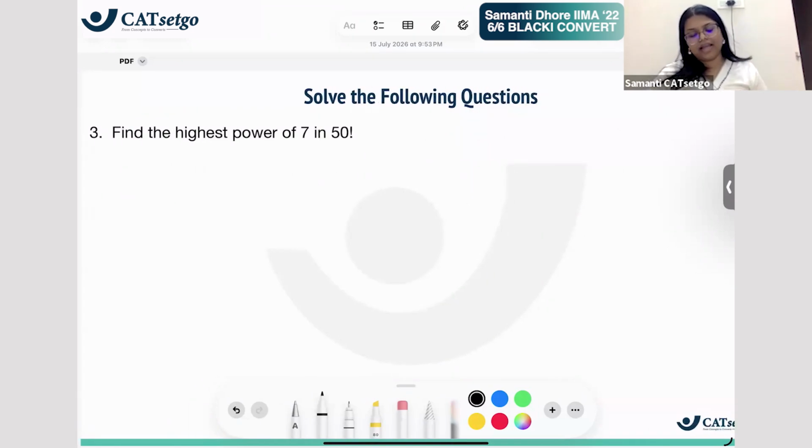Now, similarly, find the highest power of 7 in 50 factorial. Highest power of 7 in 50 factorial.